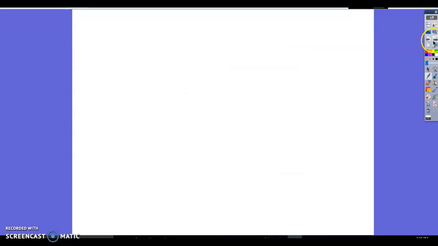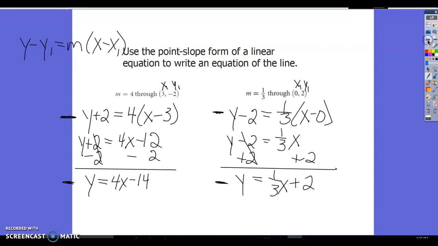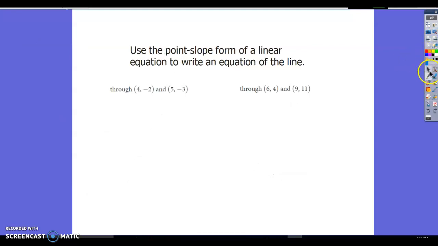All right, let's look at a couple more examples. And this time we're given 2 points. It still says to write in point-slope form, but we can't go straight to point-slope form because we don't have a slope. But we do know if we're given 2 points, we can find the slope. So let's find the slope.